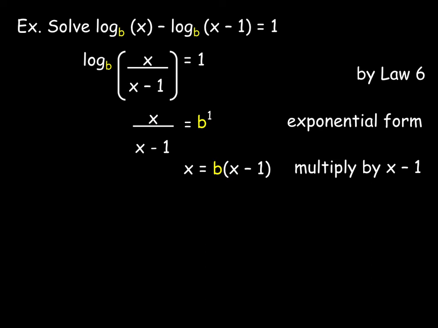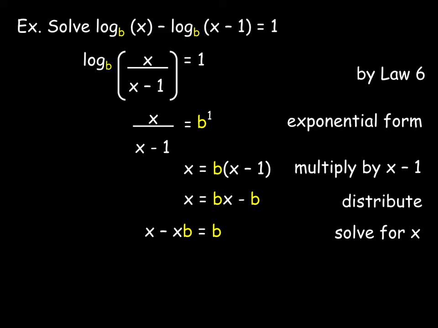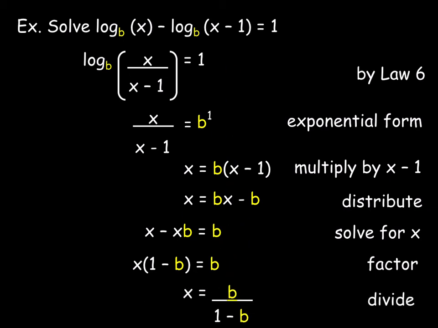Distributing, x is equal to b times x minus b. Solving for x, subtracting the term b times x from both sides of the equation, we have x minus xb equals b. Factoring, we get x times the binomial 1 minus b is equal to b. Finally, solving for x, dividing both sides of the equation by 1 minus b, we get our solution x is equal to b over the binomial 1 minus b.